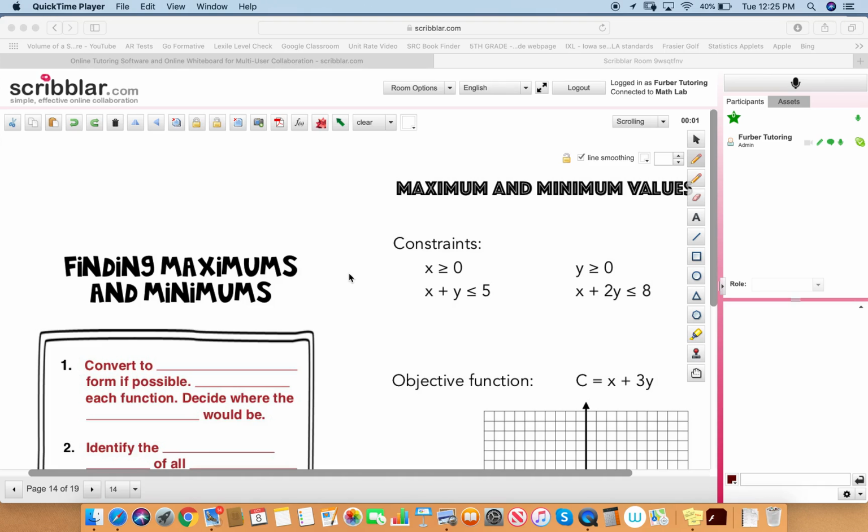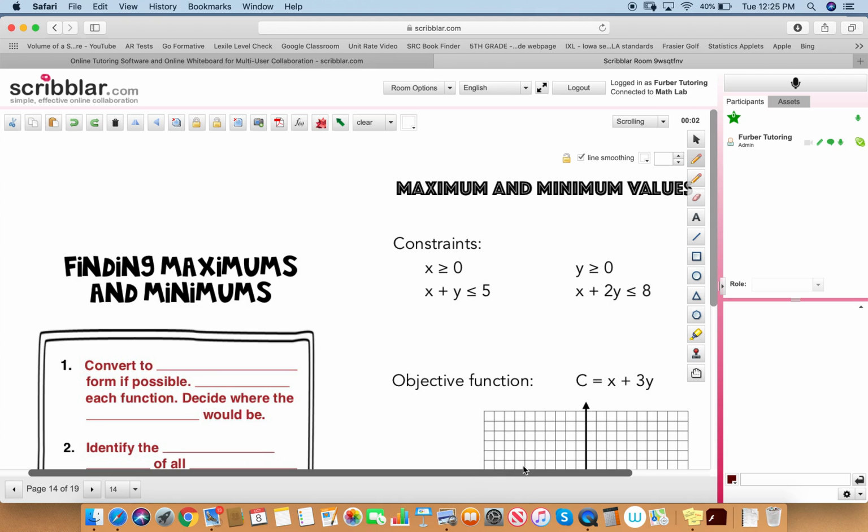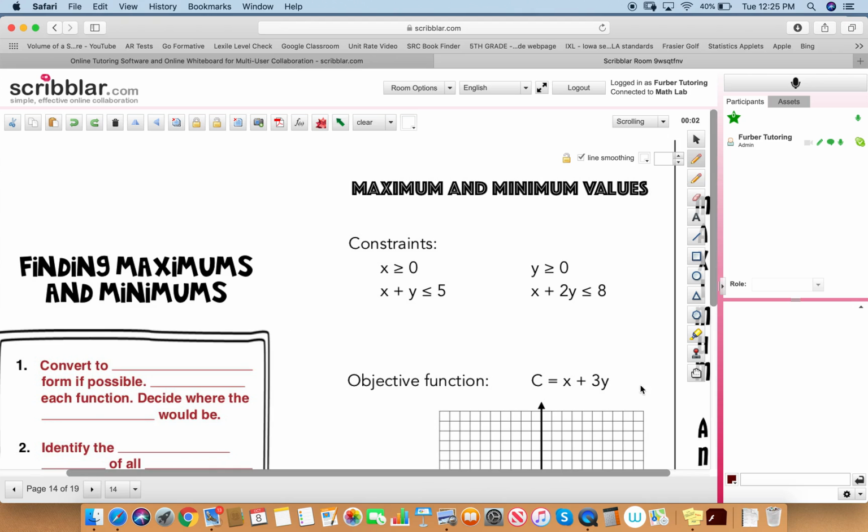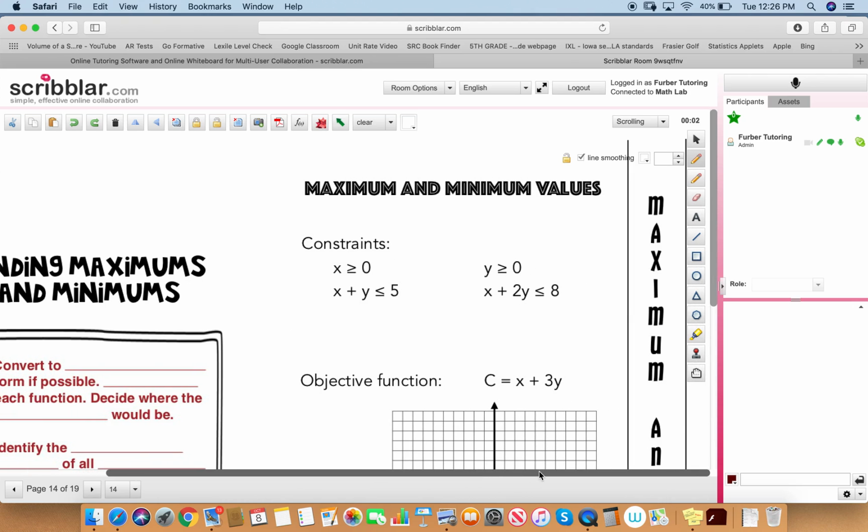So now we're going to take this linear programming idea and actually find the maximum and minimum. We're going to start small. We're going to be given the maximums and the minimums. I'm just going to show you how this relates to what we just talked about.